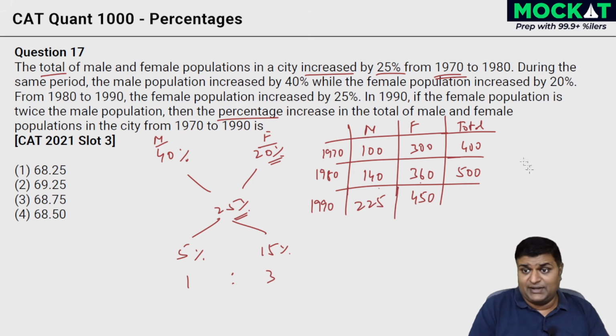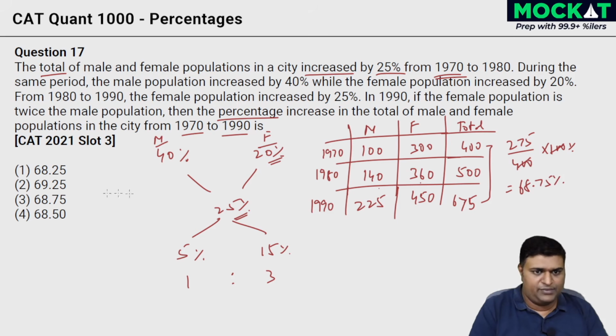Then the percentage increase in the total of male and female population, total over here is 675. They want the percentage increase from 1970 to 1990, all the way. From 400 to 675. That's a 275 increase divided by 400 into 100%. Can use the calculator, or you'll know 280 by 4 is 70. 5 by 4 is 1.25. Remove that and you get 68.75%. Option 3 is the correct answer here.